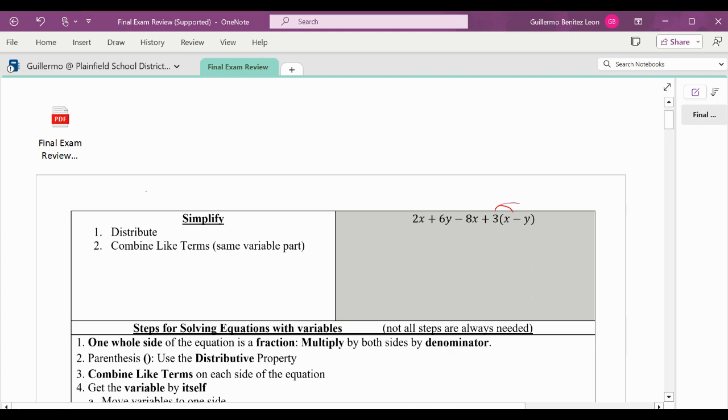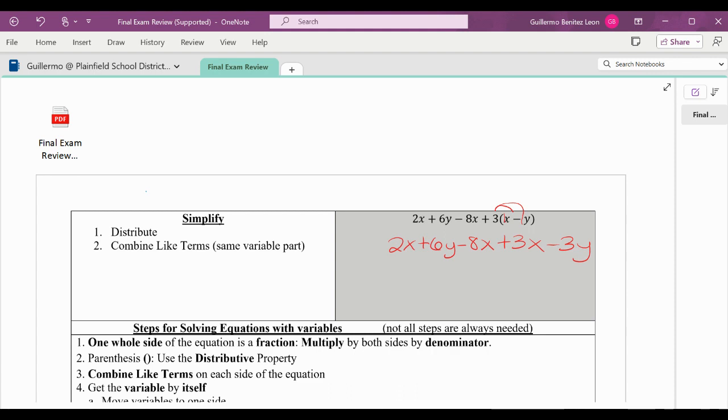this 3. There are invisible ones in front of the x and the y. I'm going to draw those in. The first few terms are not going to change. I'm just bringing them down. 3 times 1x, that's 3x. 3 times negative 1y is negative 3y.